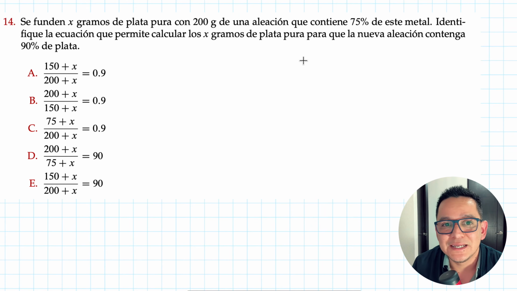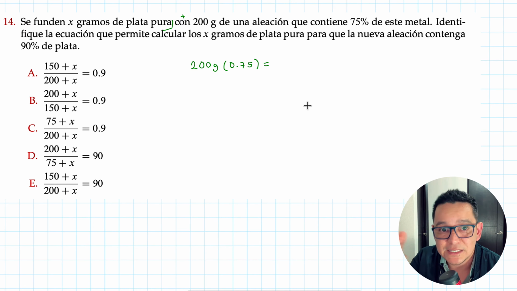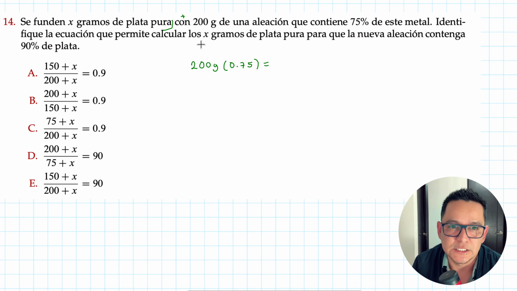The first thing we're going to do is calculate how many grams of pure silver are in the alloy, because it says X grams are melted. So up to this point, X grams of pure silver, with 200 grams of an alloy that contains 75% of that metal, meaning pure silver. So the first thing I'm going to do is multiply these 200 grams by 0.75, so I can find out how many grams are pure silver in that alloy, right? Okay, let's do the multiplication. This one's simple, because we have 200 times 0.75. It's like having 75 times 2, right?